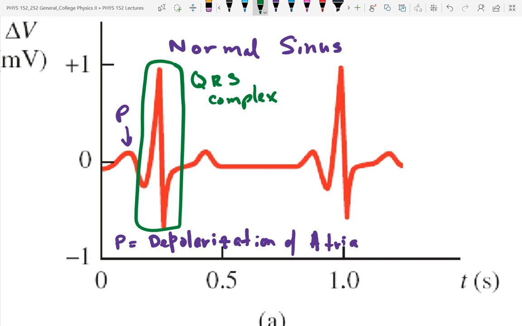And then the final wave here in my simple physics version is the T wave, which is the repolarization of the ventricle.